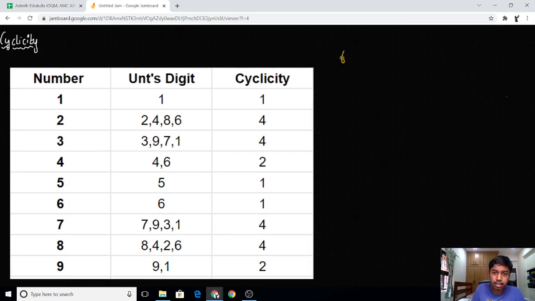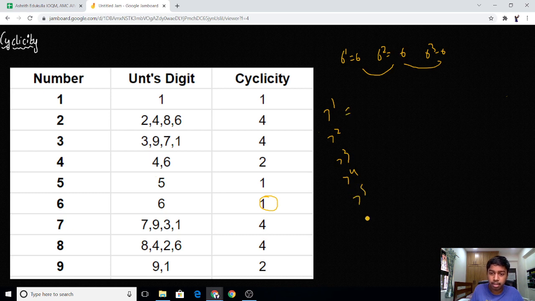So let us look at 6. 6 power 1 equals 6. 6 squared equals 36, which ends in 6. 6 cubed equals 216, again a 6. So it's always 6. And similarly for 7 power 1, 7 squared, 7 cubed, 7 power 4, 7 power 5, 7 power 6. Later I'm going to write more now.